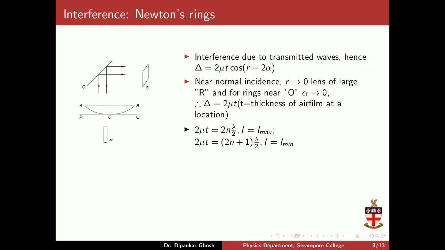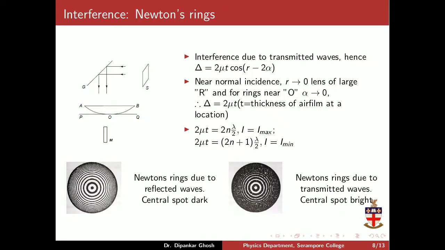But here the condition of maximum and minimum intensity will be just opposite to what we had for the reflected wave. Here, when 2 mu t is equal to an integral multiple of lambda, we will have maximum intensity, whereas when 2 mu t is a half integral multiple of lambda, we will have minimum intensity. Can you tell me why? I leave it to you as an exercise. Find it out. Use your head and you will know why.